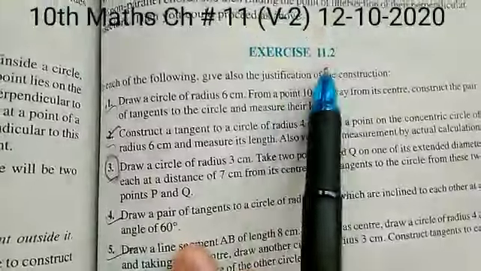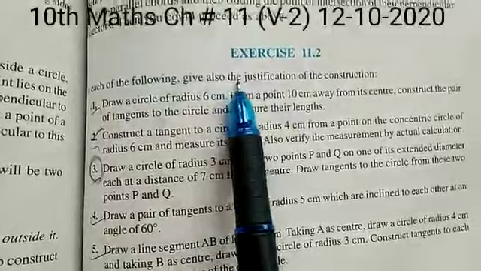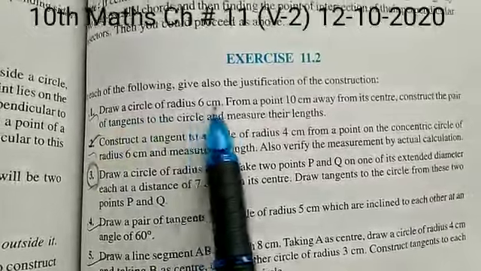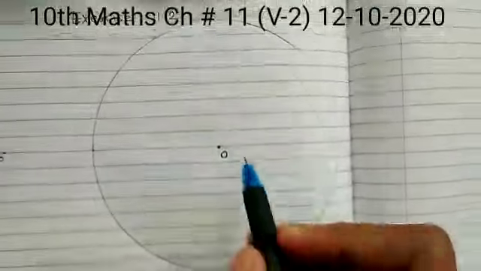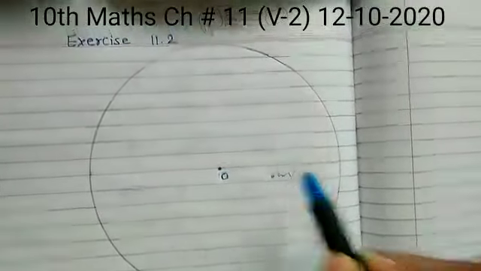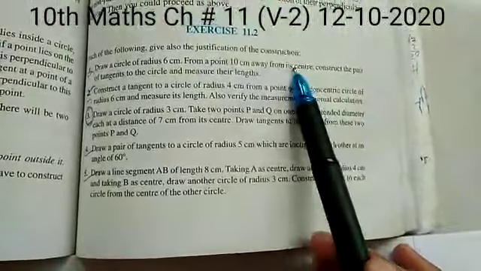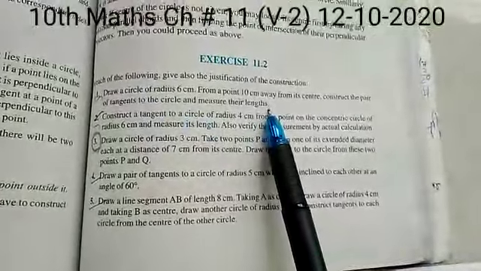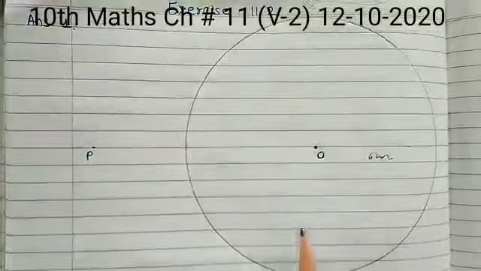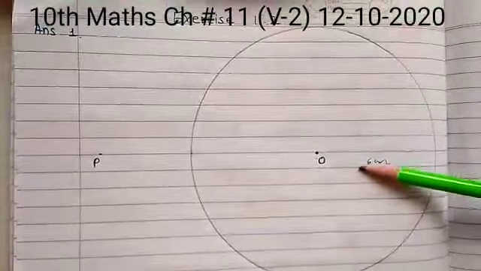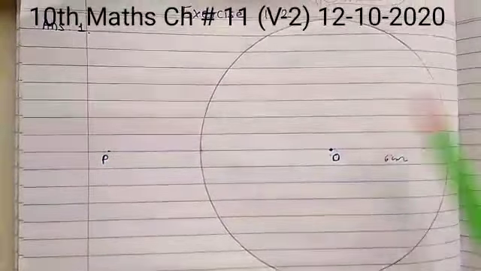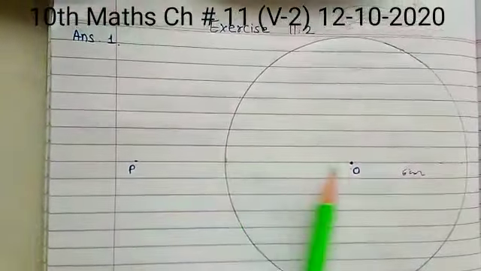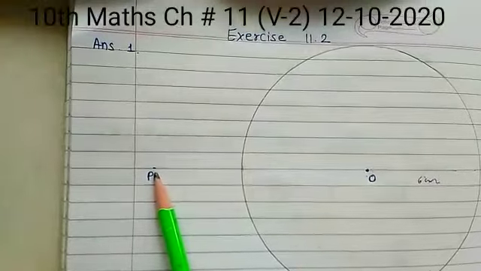Now exercise 11.2. In each of the following, also give the justification of the construction. First, draw a circle of radius 6 centimeter. So students, you have to draw a circle having radius 6 centimeter. From a point 10 centimeter away from its center, construct a pair of tangents to the circle and measure their lengths. So first step, draw a circle having radius 6 centimeter and center O. Now the second step: from O, go 10 centimeter away from the center and give the name P.